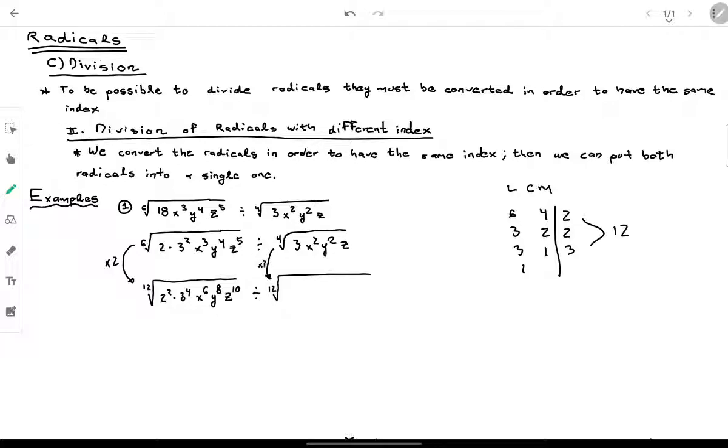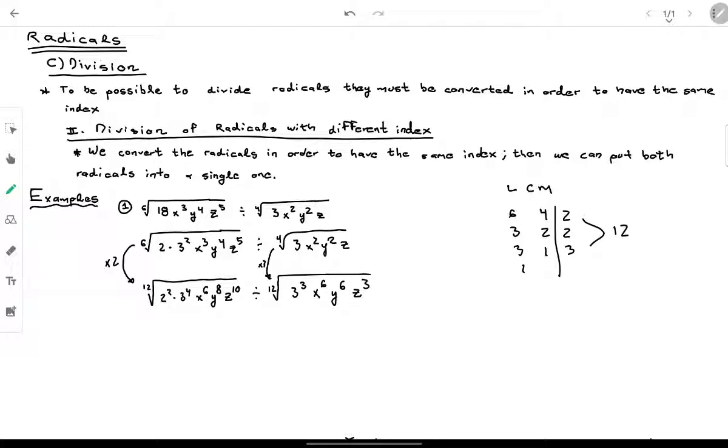So in the other one, for 4 to become 12, I need to multiply it by 3. So we need to cube every term inside the root. So it's going to be 3 cubed, then x to the 6, y to the 6 also, and c to the 3.